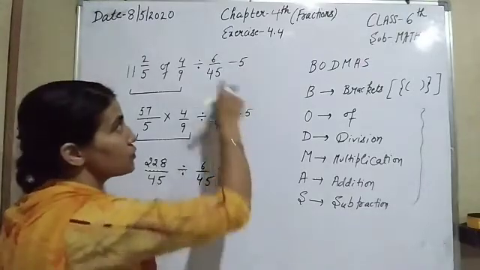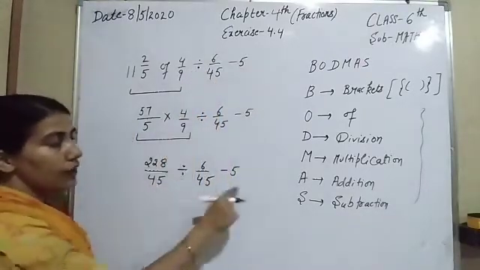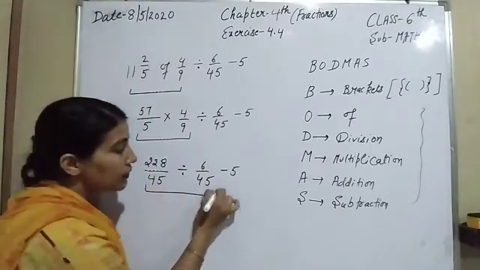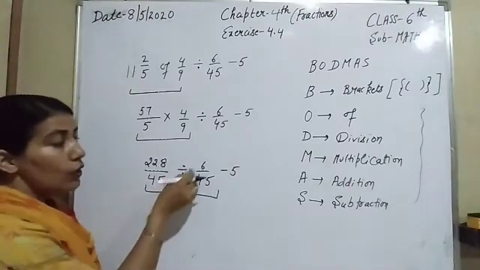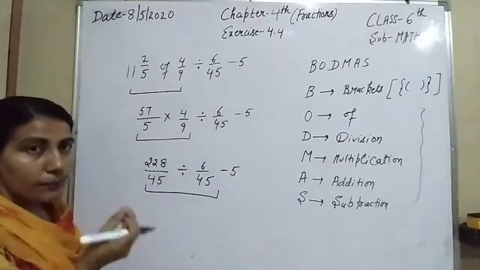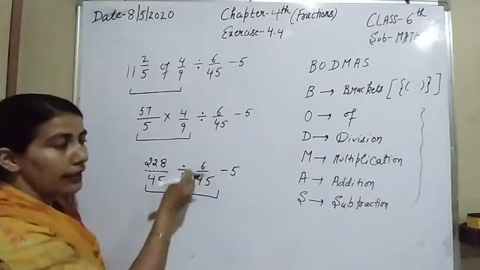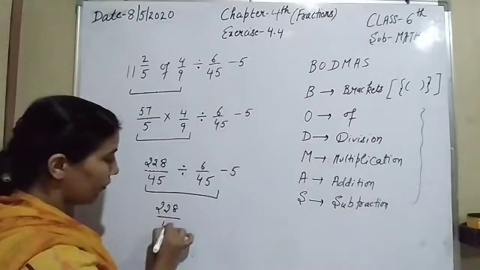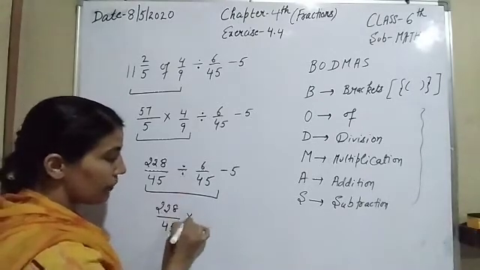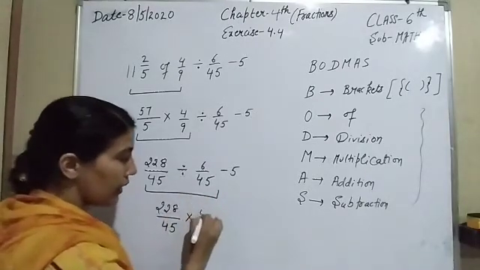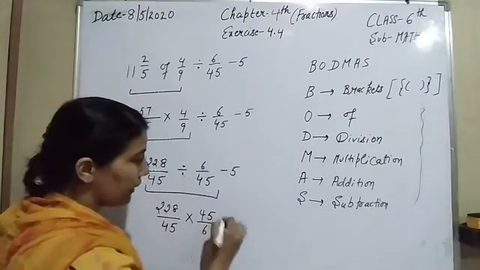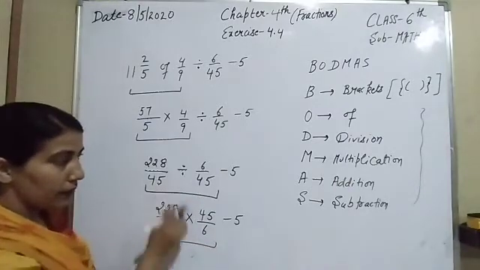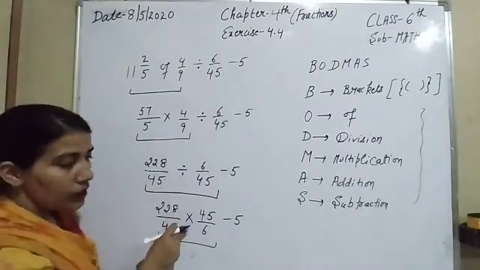Now after that we have to solve the division symbol, because the division symbol is there in this statement. Now we have to solve this part only. To convert the division symbol into multiplication, we just have to take the reciprocal. So here is 228 over 45. To change the division into multiplication, we take the reciprocal, 45 over 6, and negative 5 stays as it is. We have changed the division symbol to multiplication.